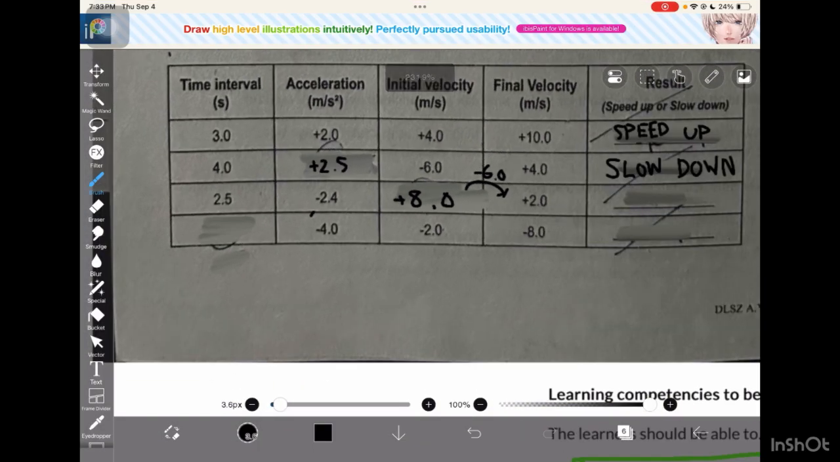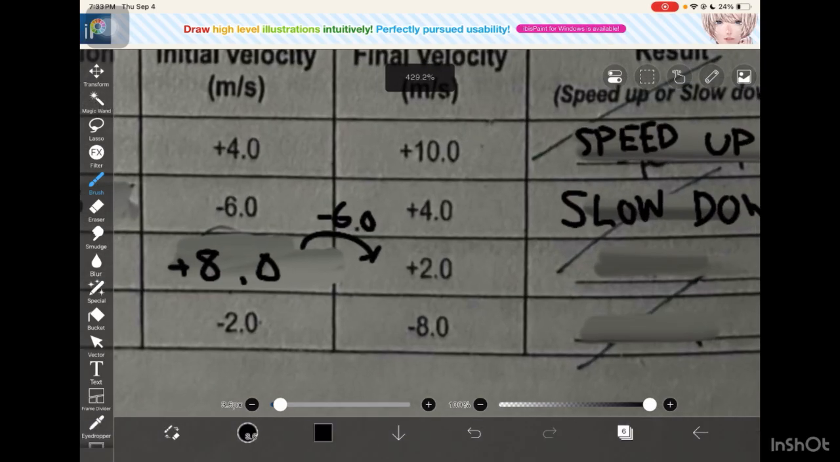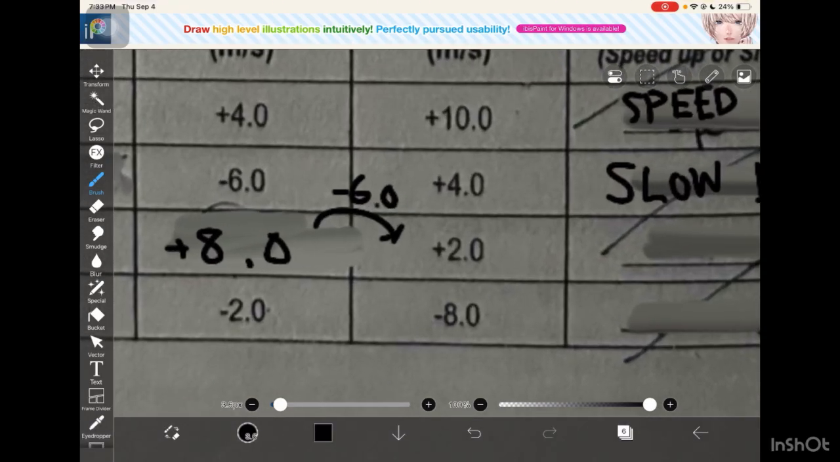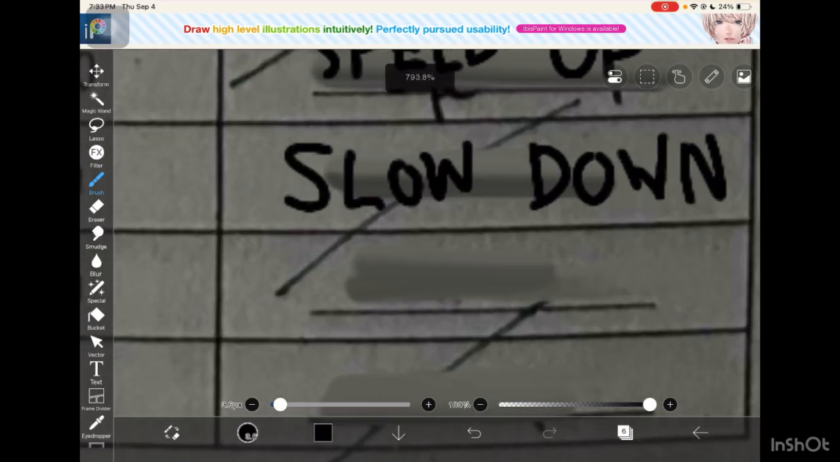Oh sorry, I forgot to mention: 2 is not bigger than 8, so this is a slow down.